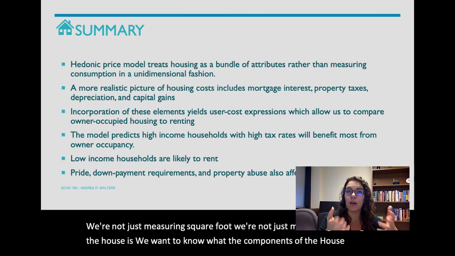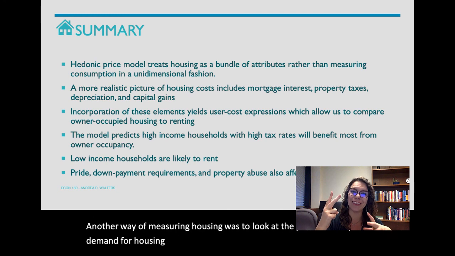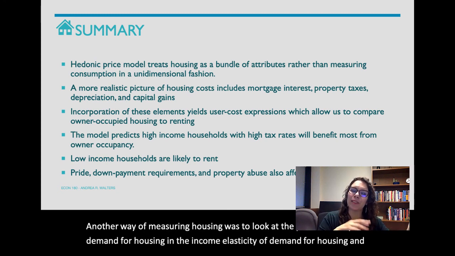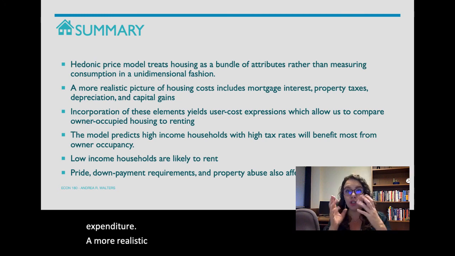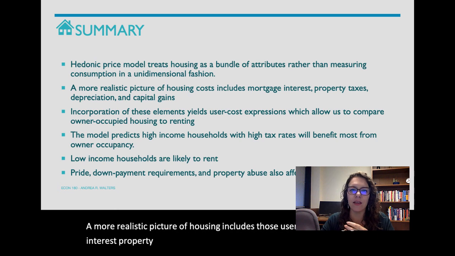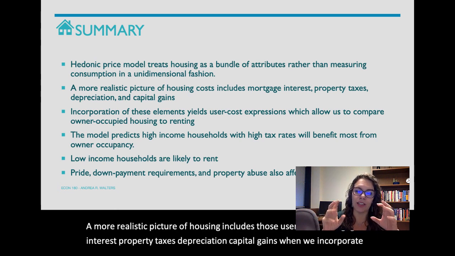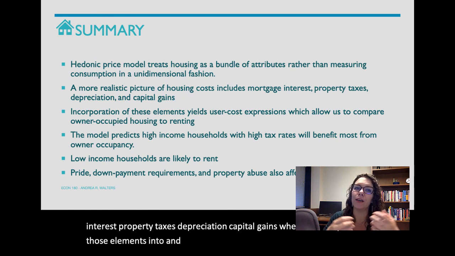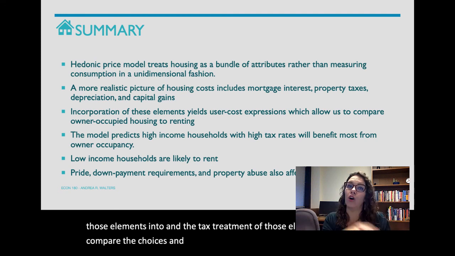Another way of measuring housing was to look at the price elasticity of demand for housing and the income elasticity of demand for housing, and then model it in relationship to expenditure. A more realistic picture of housing includes those user costs: mortgage interest, property taxes, depreciation, capital gains. When we incorporate those elements, and the tax treatment of those elements, we can compare the choices and the costs associated with home ownership and renting.